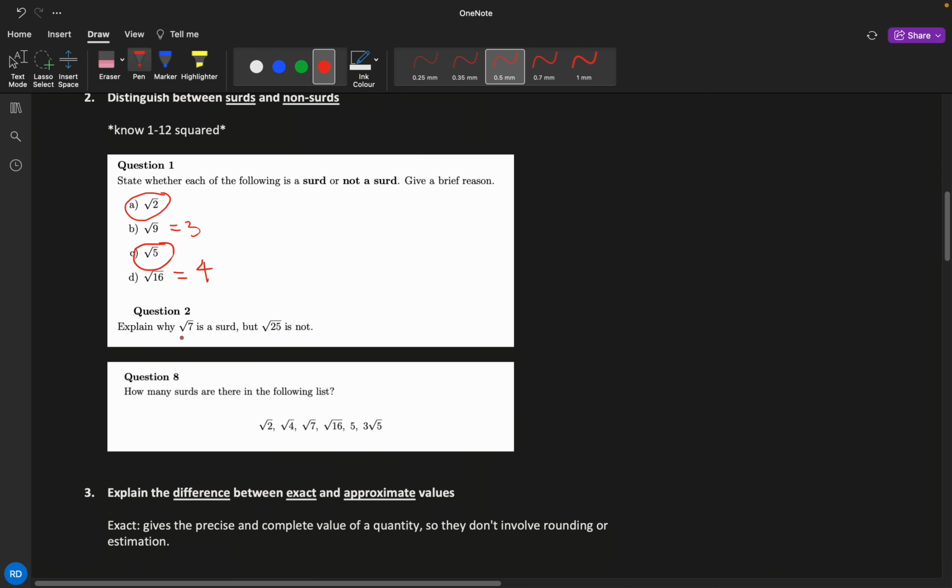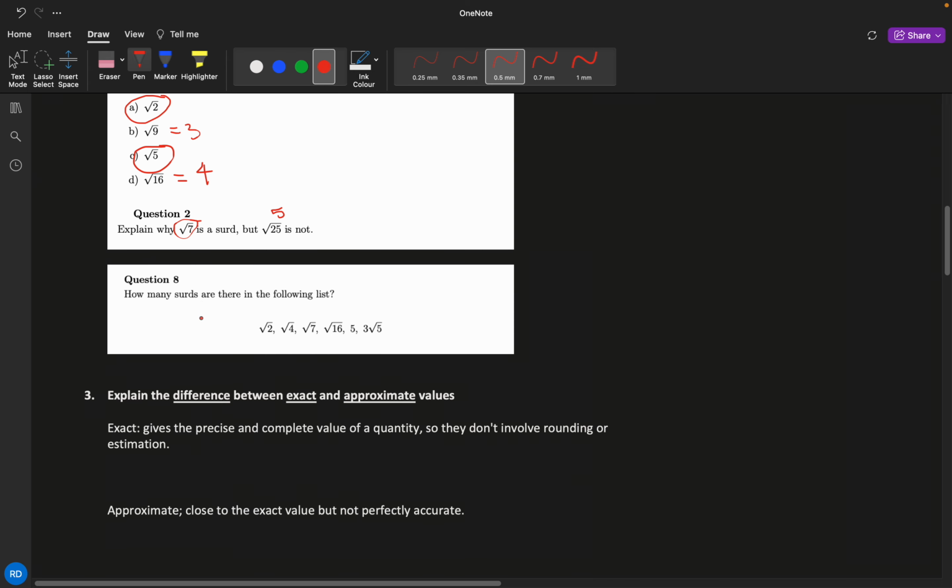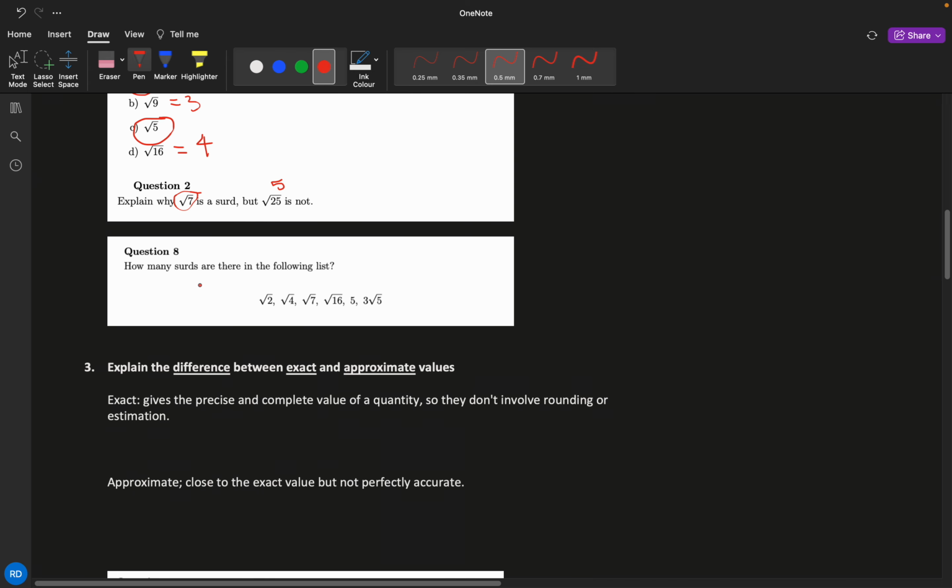And then question 2, explain why root 7 is a surd but root 25 is not. That's because the square root of 25 is 5, whereas 7 doesn't have a rational root, so therefore it's a surd. And then finally, we'll just do question 8. Again, root 2 is a surd. Root 4 equals 2, so that's not going to be a surd. Root 7 is going to be a surd.